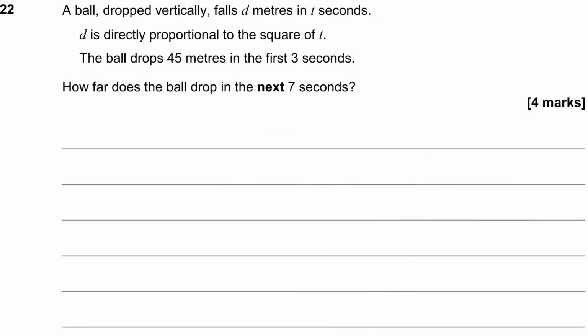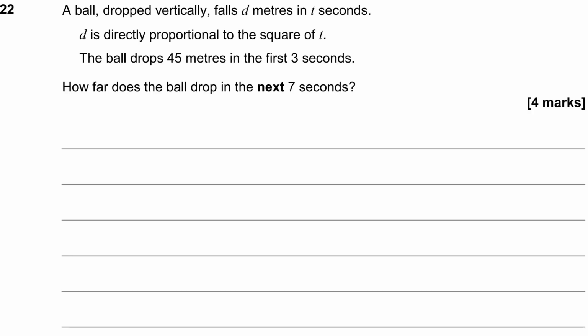Question 22. A ball is dropped vertically. It falls d meters in t seconds. d is directly proportional to the square of t. The ball drops 45 meters in the first 3 seconds. How far does the ball drop in the next 7 seconds?